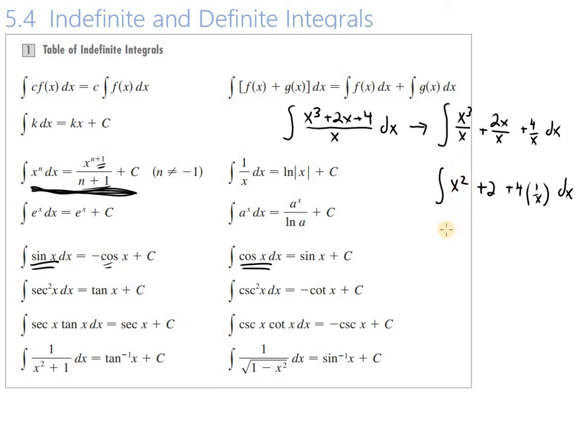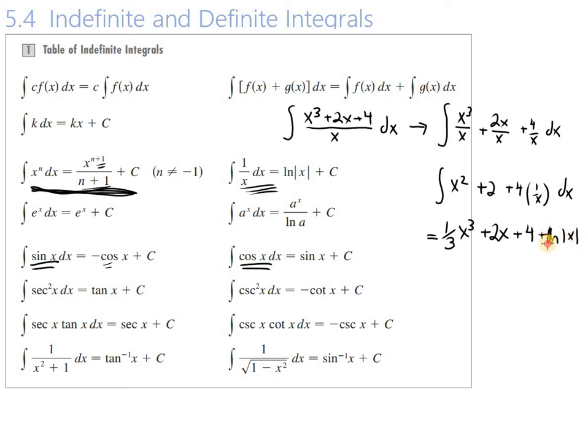x squared goes to 1/3 x cubed, now that we're actually integrating. 2 goes to 2x. The 4 is a constant multiple, so just like for a derivative, it sits there when you integrate. And keep in mind that 1 over x goes back to natural log. So we'll get natural log of absolute value of x.